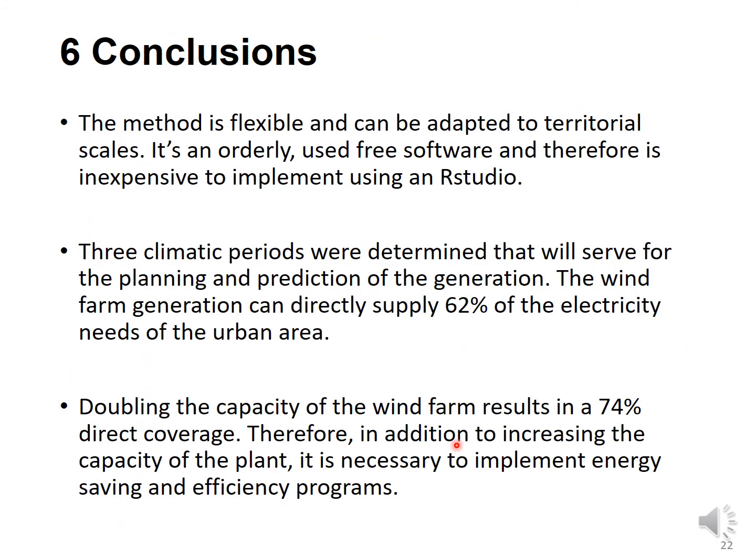Now, finally, the method is flexible and can be adapted to the territorial scale. It uses open, user-free software and therefore is inexpensive to implement using RStudio. 3 climate periods were determined that will serve for the planning and prediction of the generation, and the wind farm generation can directly supply 62% of the electricity needs of the urban area. And finally, in one scenario, doubling the capacity of the wind farm results in a 74% direct coverage. Therefore, in addition to increasing the capacity of the plant, it's necessary to implement energy saving and efficiency programs.